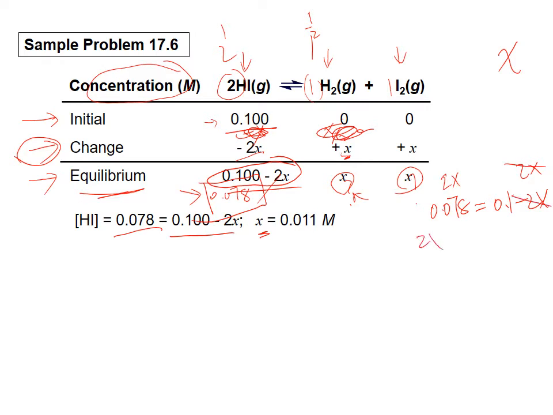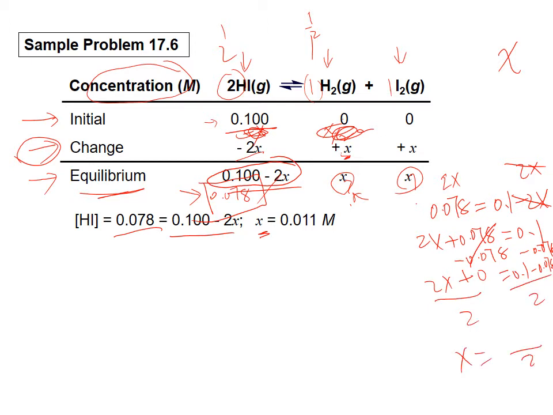So now you have 2x plus 0.078 equals 0.1, and then you subtract 0.078 from both sides. So you have 2x plus 0 because this cancels, and that gives you 0.1 minus 0.078. Then you divide both sides by 2, so x equals (0.1 minus 0.078) divided by 2. All right, so that's how you do that. That gives you this number.